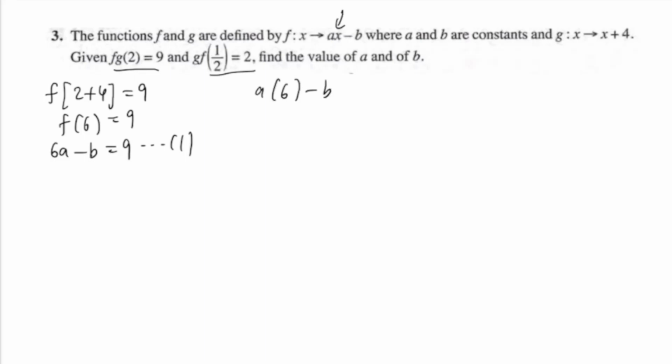We can do that, but I thought we can straight write 6a. Yeah, don't need to write a times 6, because a times 6 is actually 6a, right? So the second one, we will have gf(1/2) equals to 2.